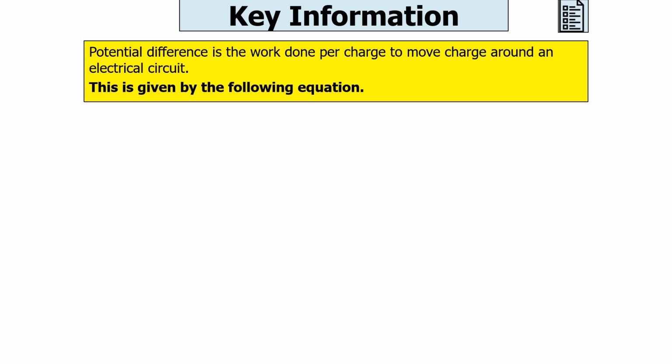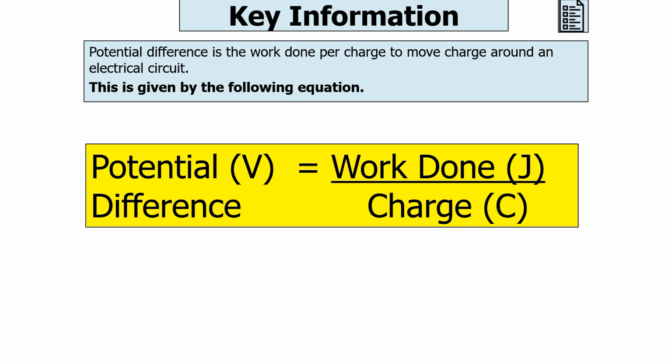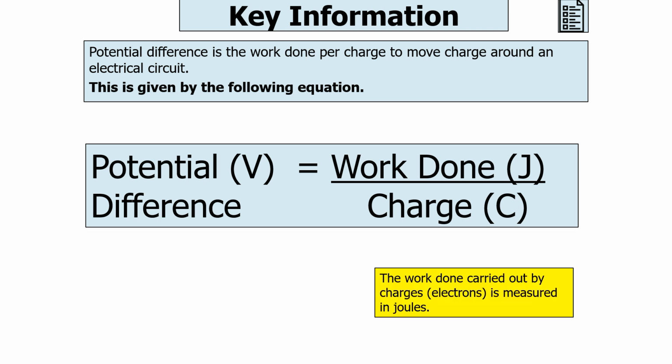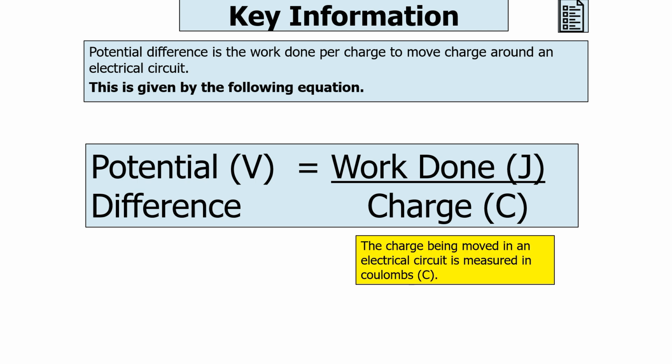Now, potential difference is the work done per charge to move charge around an electrical circuit, and it's given by the following equation. Potential difference is equal to work done over charge. The potential difference across the circuit is measured in volts. The work done, carried out by the charges, the electrons, is measured in joules, and the charge being moved in the electrical circuit is measured in coulombs.